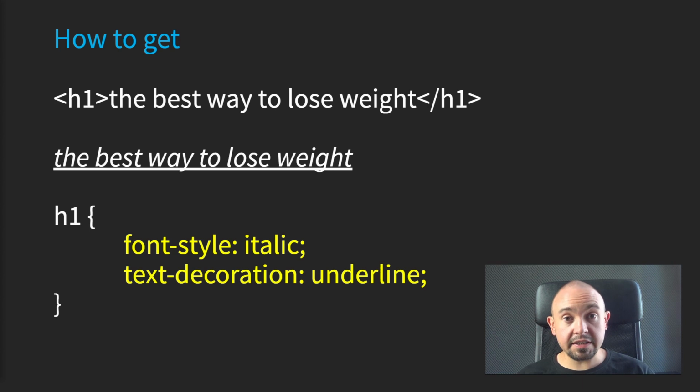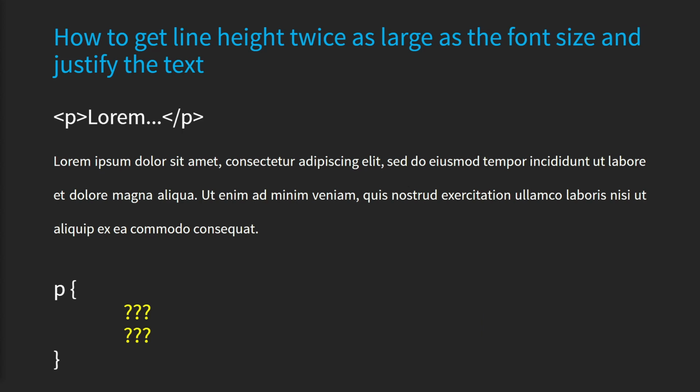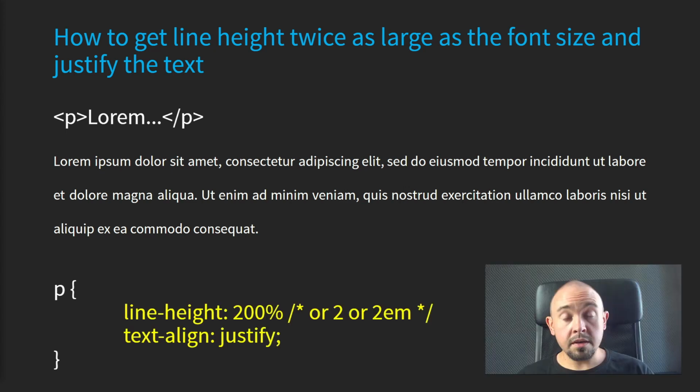Now let's go to the next question. The third and final question ahead of us. How do we get the line height twice as large as the font size and the text justified? A moment for you, and I'm back with the answer. This is the answer. The line-height property with the 200% value and the text-align property with the justify value. We can also write the line height as 2 or 2em. The effect will be the same.